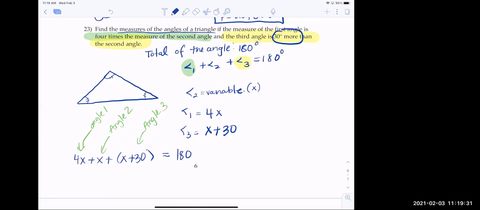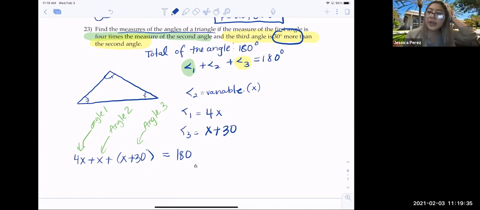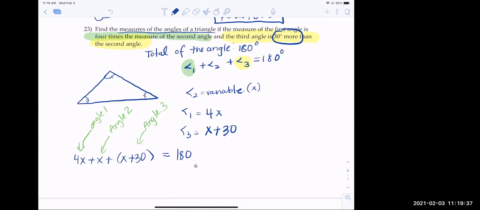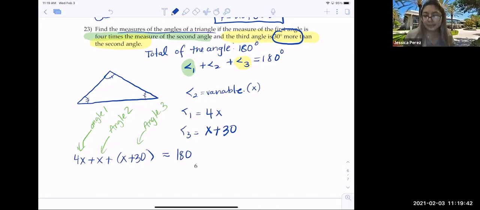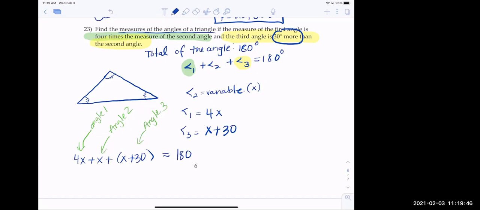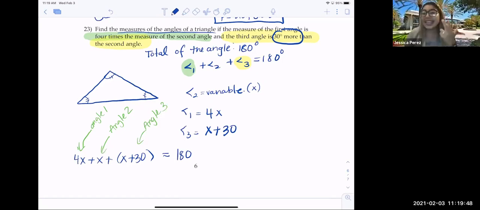Next. Yes, who's this, Wendy? Yes, I have a question. Go ahead. Whenever you read more, it's always a plus? Yes. More, addition, increase. These are vocabulary words that mean addition. Times means multiplication, or less, that means subtraction. So these are just vocabulary that you'll learn with time.